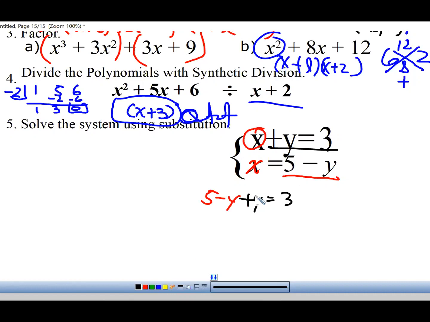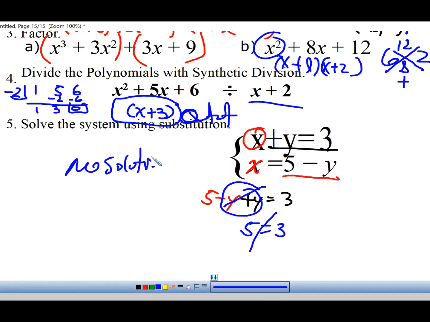And I start solving, combine like terms. Negative y plus y, they cancel. We're left with 5 equals 3. Wait a minute, no variable left, just 5 equals 3. Is 5 equal to 3? No. So what does that mean? No solution, that is correct. No solution. In other words, no intercepts. So those two linear equations are not going to intersect.